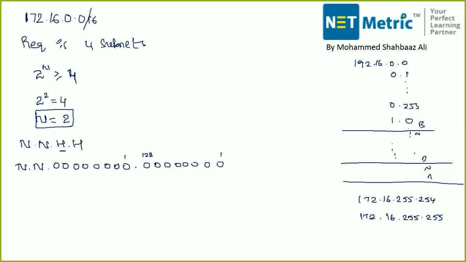1, 2, 4. These values you should remember: 8, 16, 32, 64, 128. So n value is 2. So we will convert how many bits? 2 bits.